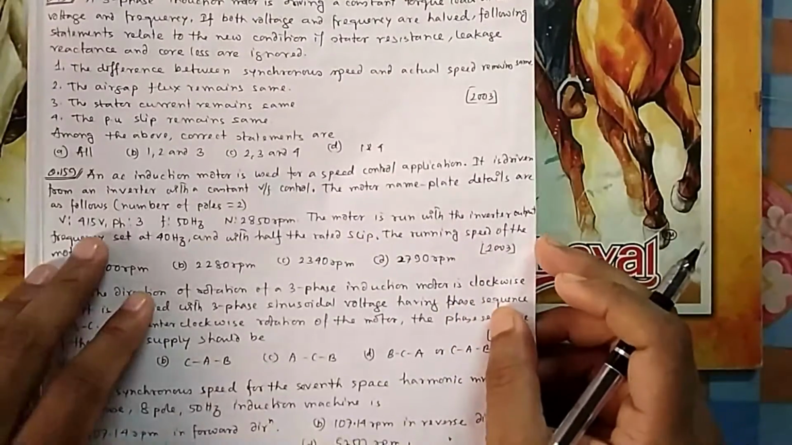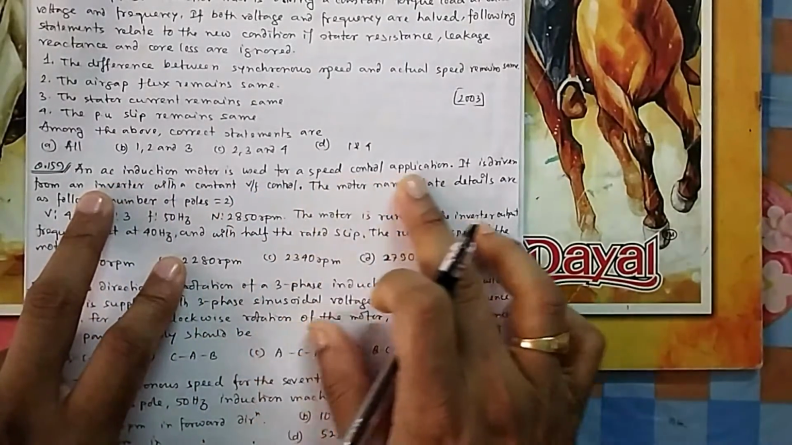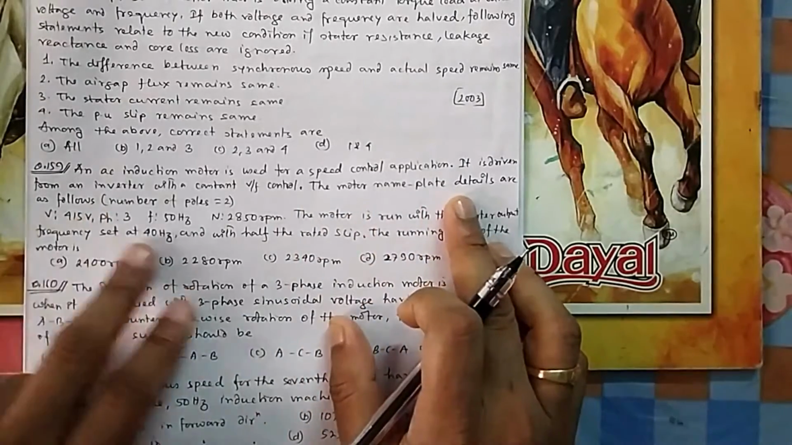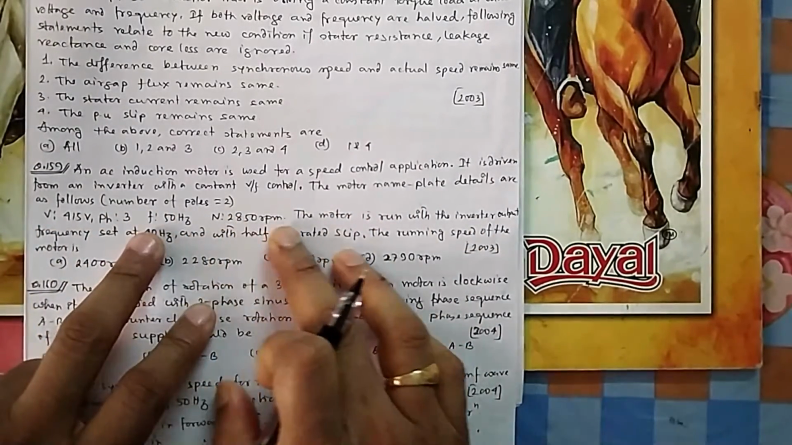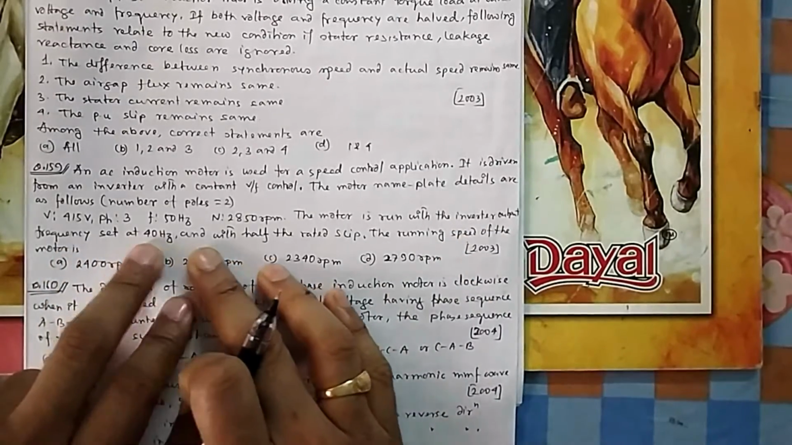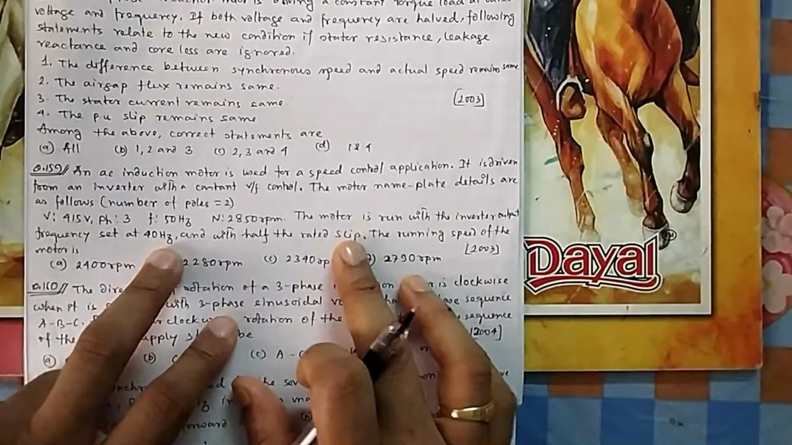Now if you come to question number 159, an AC induction motor is used for speed control application. It is driven from an inverter with a constant V by F. The motor nameplate is given, number of poles 2, and the motor is run with an inverter output frequency set as 40 Hz with half the rated slip. Now the slip you have reduced. Now what is the original slip?